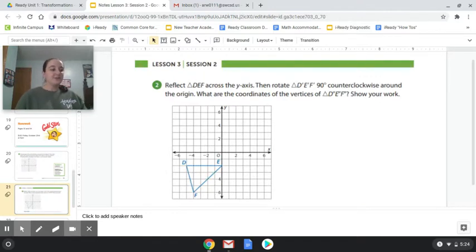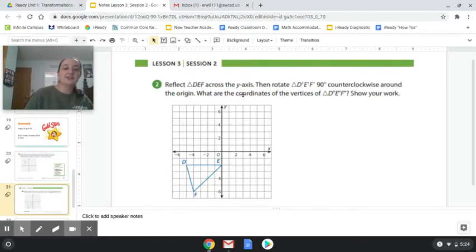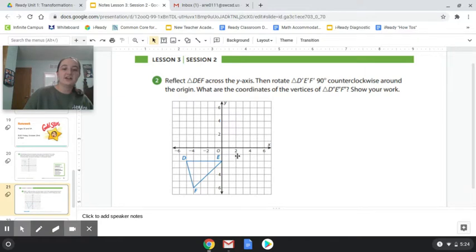From there, you are going to reflect triangle DEF right here across the y-axis, which is right here. From there, you're going to rotate it 90 degrees counterclockwise and label the coordinates of your final image as well as show it in here.